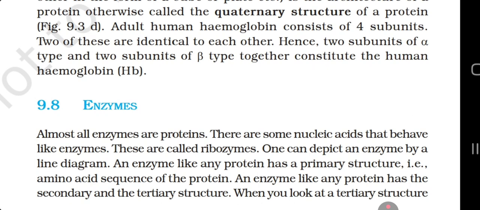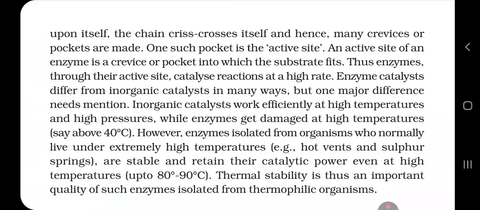An enzyme, like any protein, has a primary structure, that is the amino acid sequence of the protein. An enzyme, like any protein, has the secondary and the tertiary structure. When you look at the tertiary structure, the chain crisscrosses upon itself, and hence many crevices or pockets are made. One such pocket is the active site. An active site of an enzyme is the crevice or pocket into which the substrate fits. Thus, the enzymes through their active sites catalyze reactions at a higher rate.